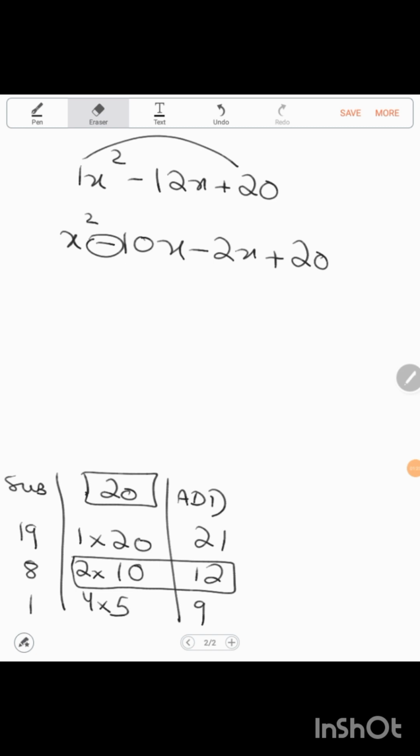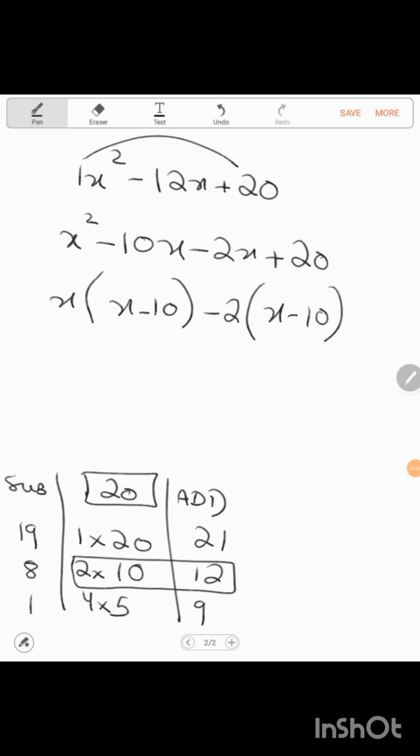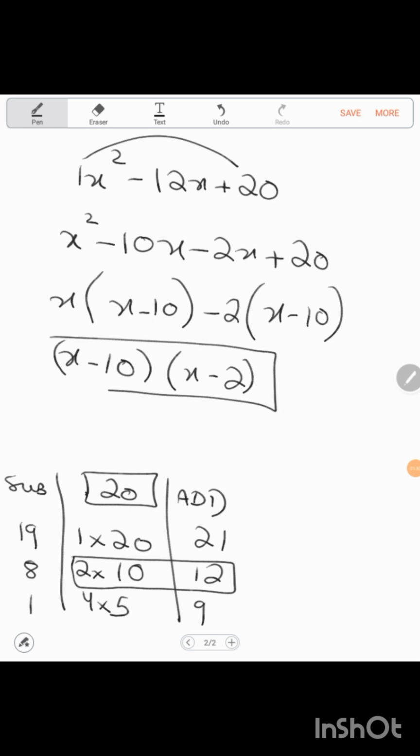Okay, that's why I've written minus 10 first. So if you take common between these two terms, you have x minus 10, and similarly over here if you take minus 2 common, so minus minus is plus and minus plus is minus, and 2 times 10 is 20. So these two are same. Okay, so the first factor is x minus 10 and the other factor is x minus 2. Okay, I hope you are getting it, and I have made things easier as well.